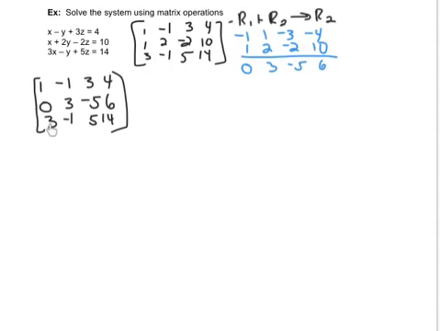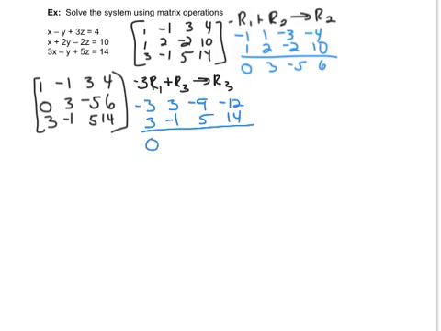Alright, the next thing to get rid of is the 3. I have to use the first row to do that. So for the first row, I'm going to multiply it by -3. -3 times row 1, add it to row 3, put my answer back in row 3. So this becomes -3, +3, -9, -12. And I'm going to add that to 3, -1, 5, and 14. So here's my new row 3: 0, 2, -4, and 2.